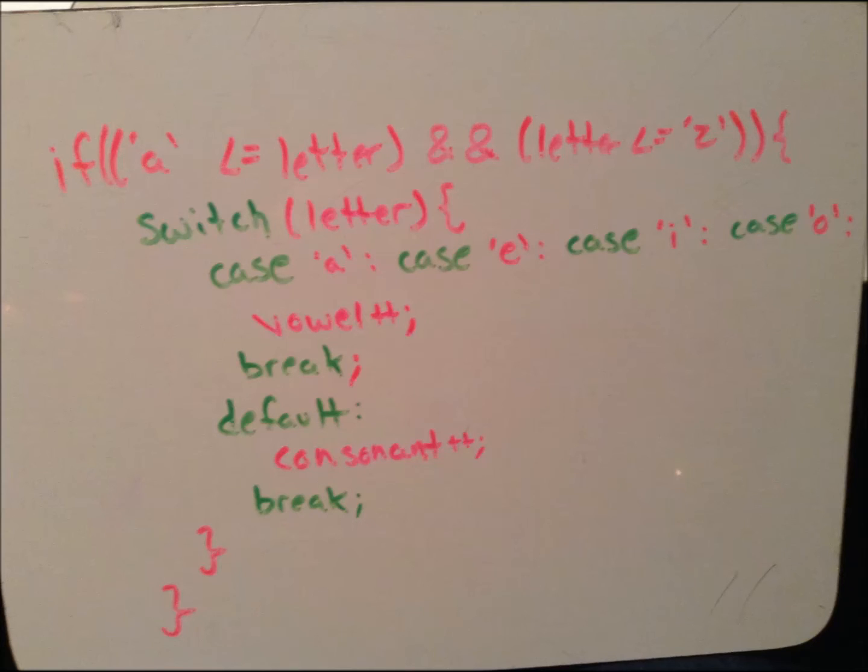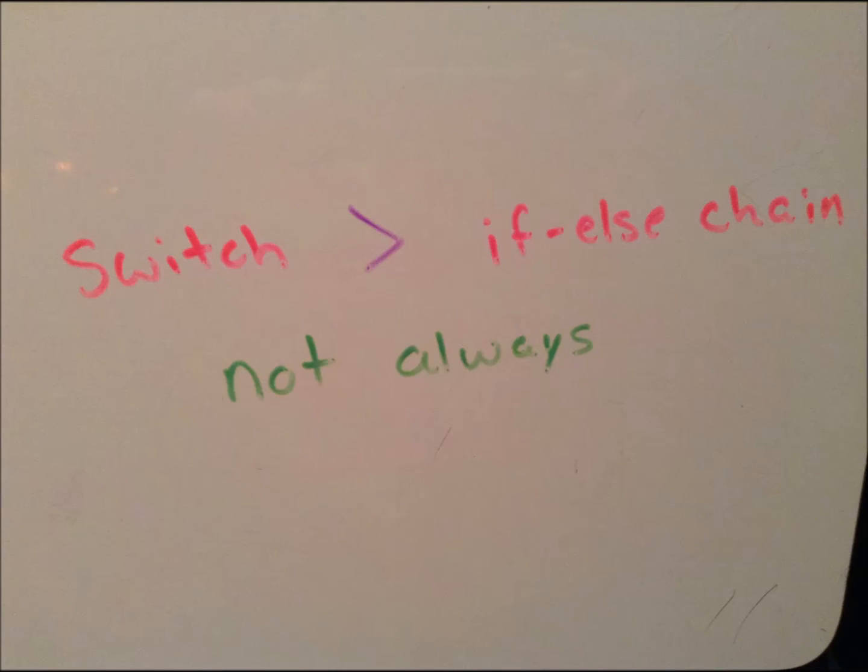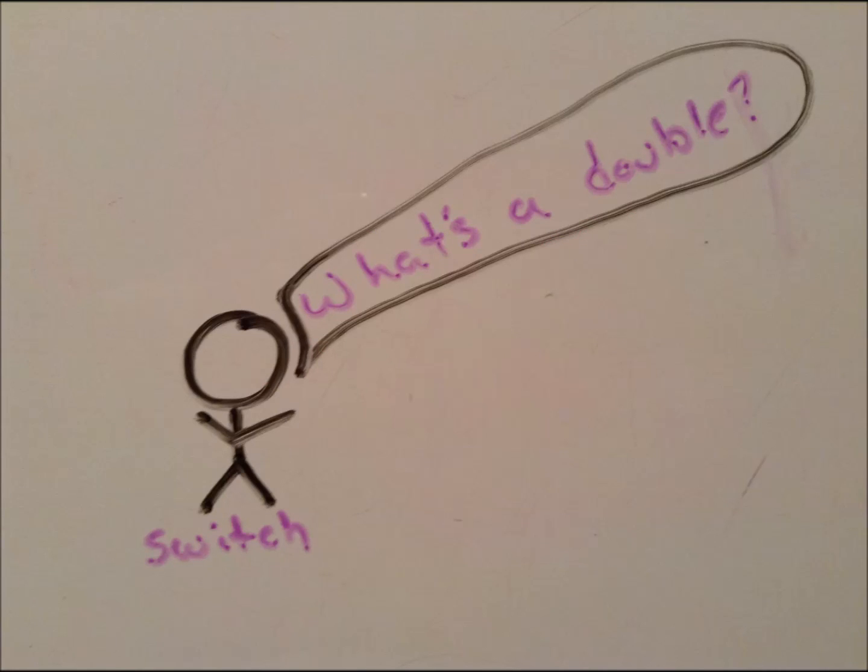There are programming situations where a switch statement should not replace an if-else chain. If the value being compared must fit a range of values, an if-else statement should be used. And finally, the switch statement cannot compare double values.